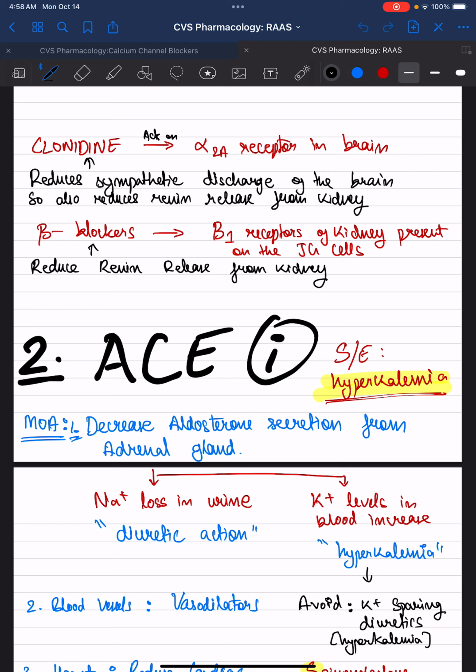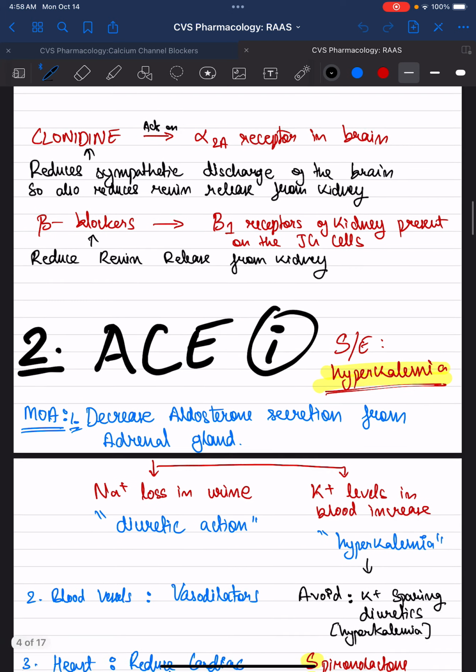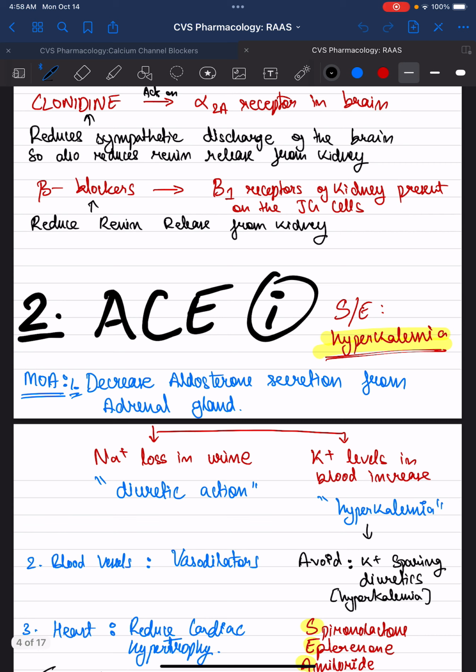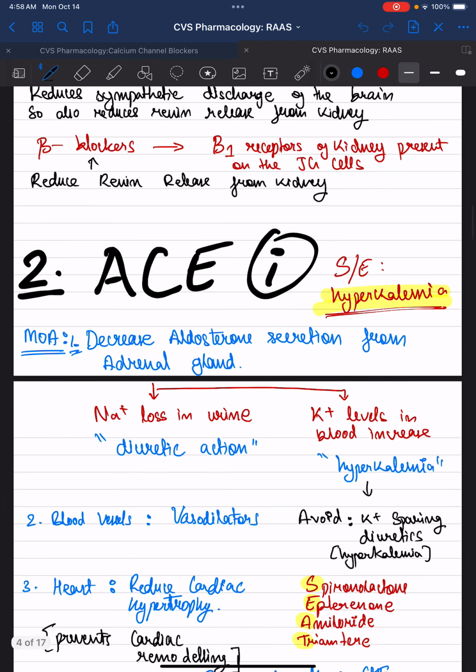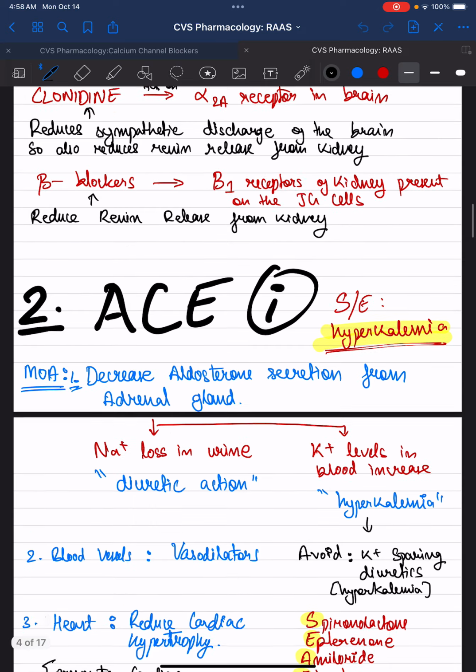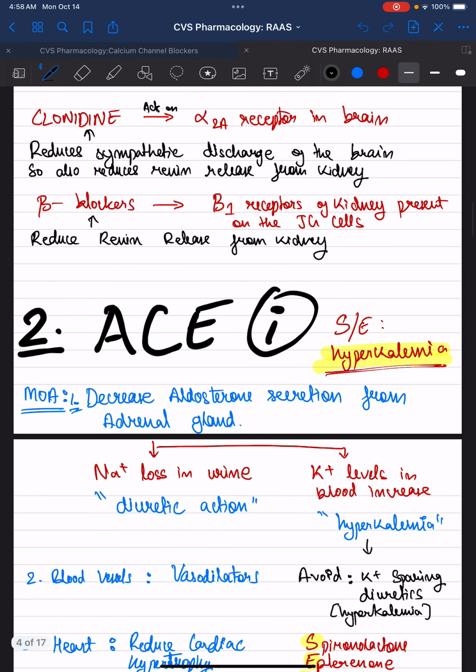Then there are beta blockers, which act on the beta 1 receptors of the kidney that are present on the juxtaglomerular cells, or the JG cells. As they act on the beta 1 receptors, they reduce renin release from the kidney. So clonidine acts at the highest level, that is the brain. Then the beta blockers act on the second level, that is the beta receptors on the JG cells.